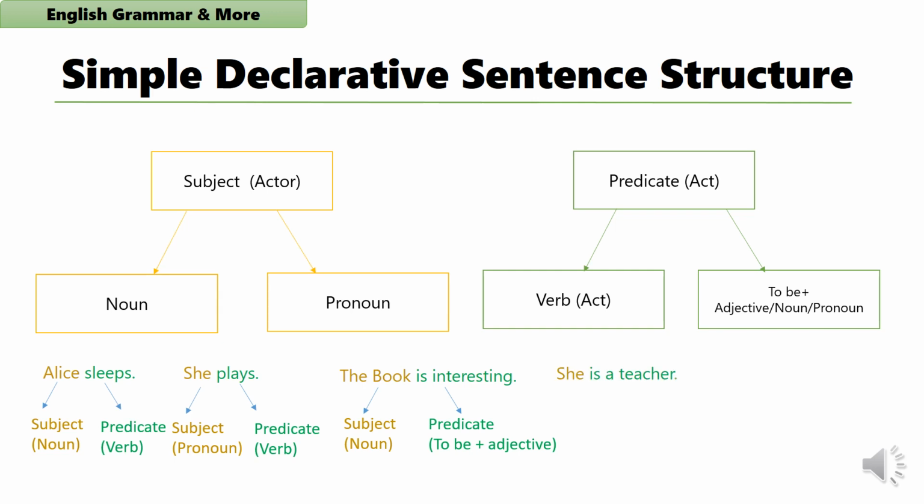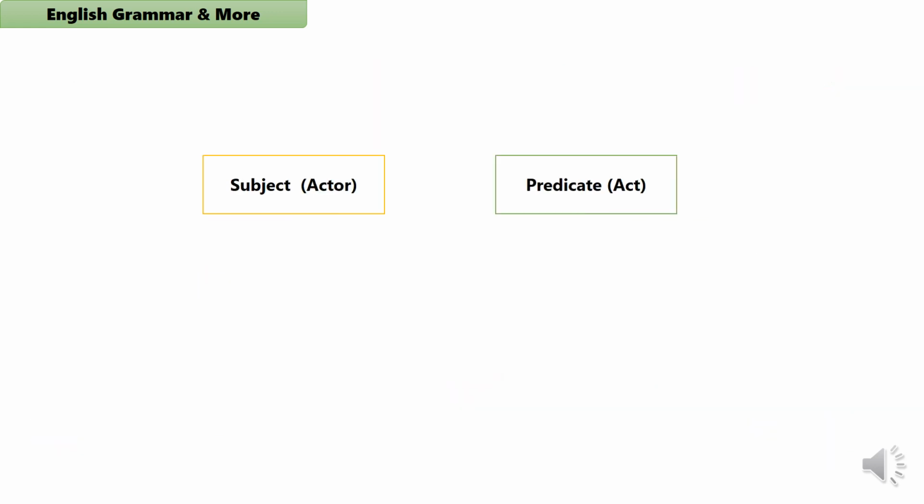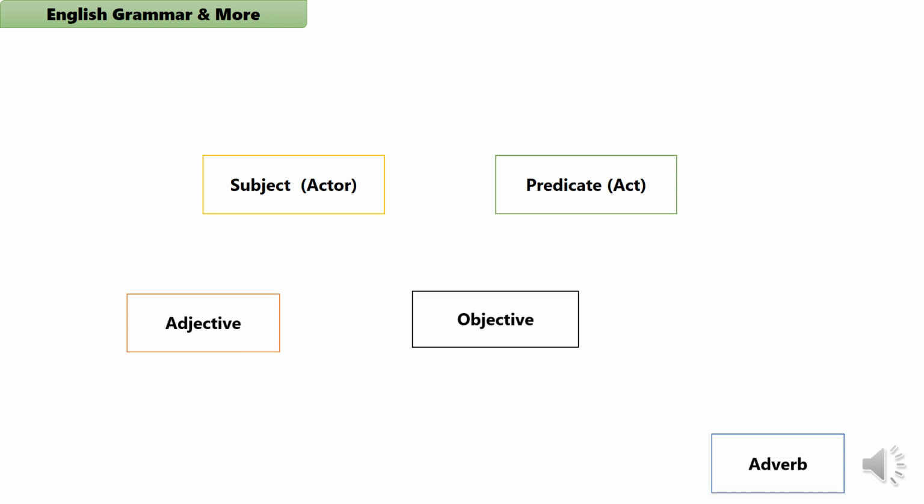She is a teacher. She here is the subject and pronoun. Is a teacher is predicate, consisting of to be and a noun. They study. Here they is subject, pronoun. Study is predicate and verb. In a declarative sentence, besides subject and predicate, we may also need an adjective, an objective, an adverb. In the next slide, I'll show you where we usually place them in a sentence.